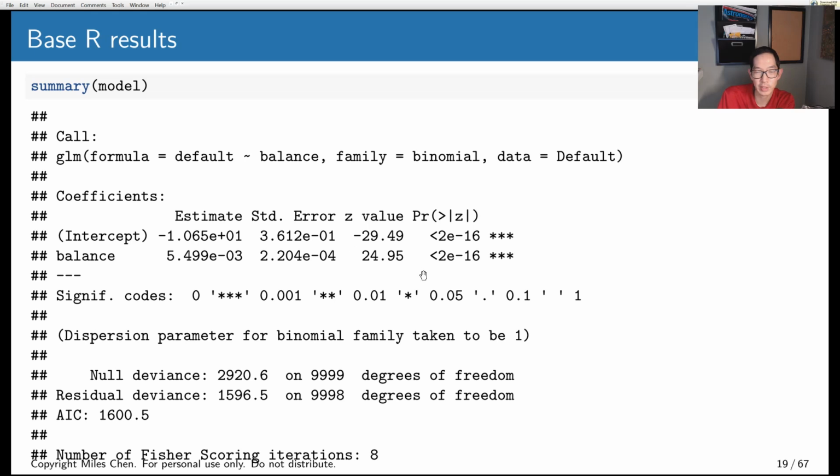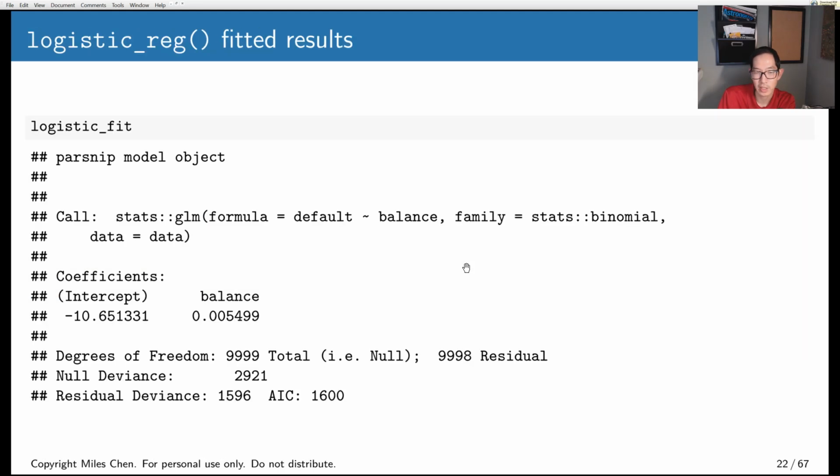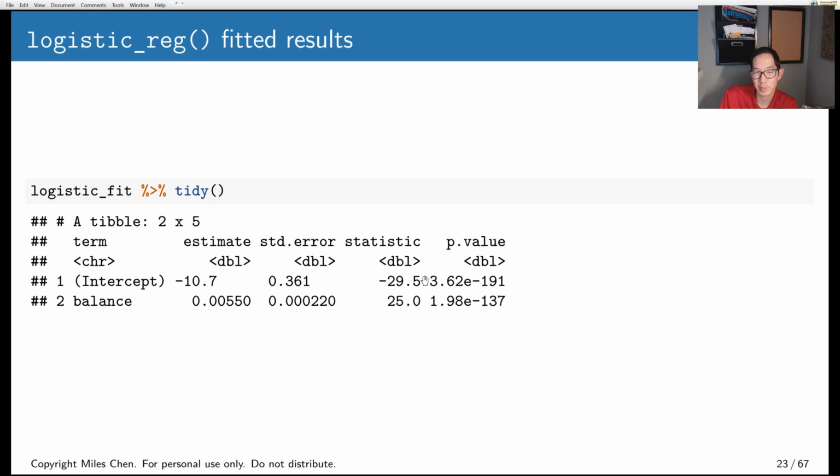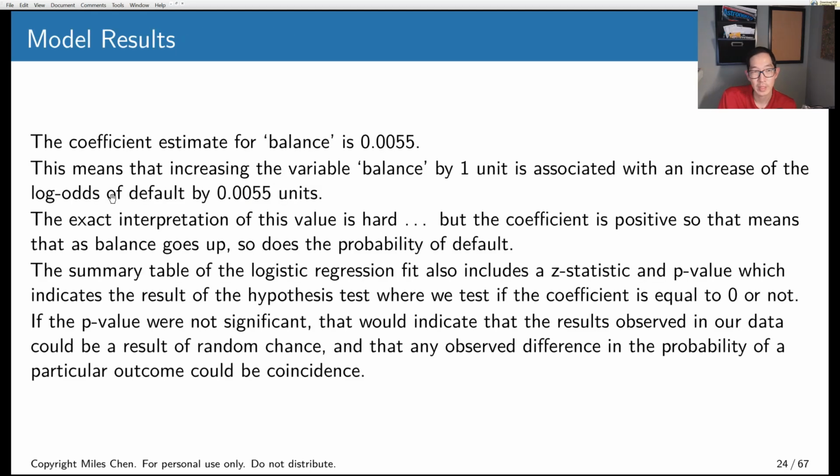So these are the exact same values, negative 29.49, 24.95. Here, the p-values are just less than 10 to the minus 16. And when we come over here, we have the same z statistics, but we get more precise p-values. So 3.6 times 10 to the negative 191 and 1.98 times 10 to the negative 137. So here we get three significant digits for each of these things. And again, this is just the result of fitting with tidymodels. And you can get the summary table by calling tidy on the resulting fitted object.